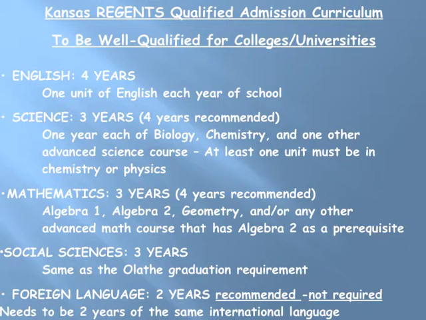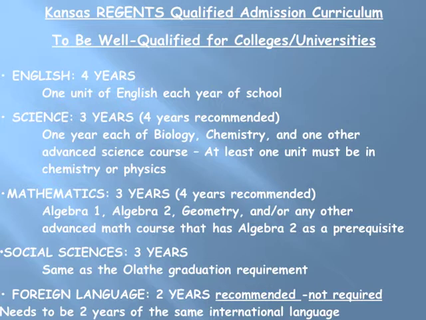The Kansas Region's qualified admissions curriculum includes English for 4 years, 1 unit of English each year of school, science 3 years, but 4 years is recommended, 1 year each of biology and chemistry, and 1 of another advanced science course. At least 1 unit must be in chemistry or physics. Mathematics, there's 3 years required, but 4 years is recommended. Algebra 1, Algebra 2, and Geometry, and/or any other advanced math course that has Algebra 2 as a prerequisite.